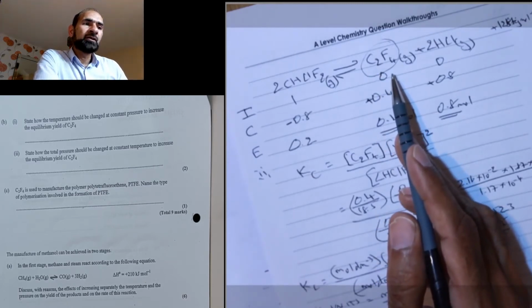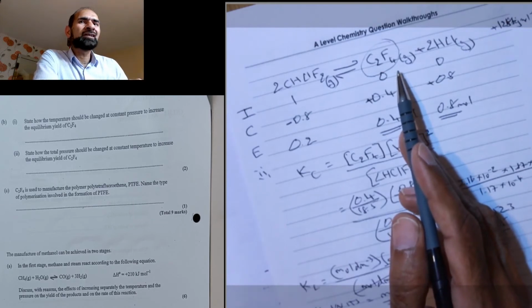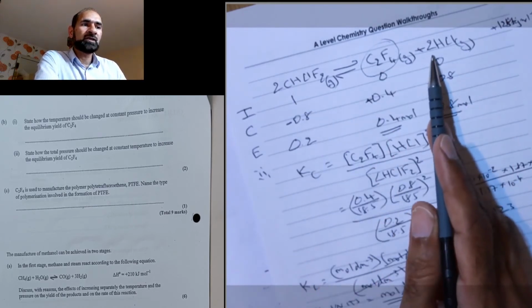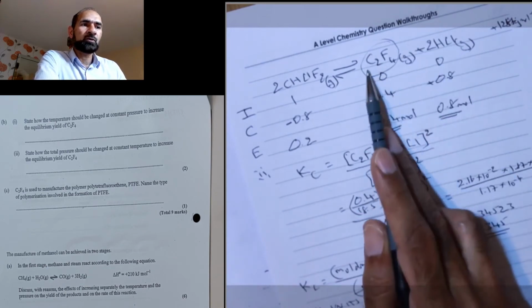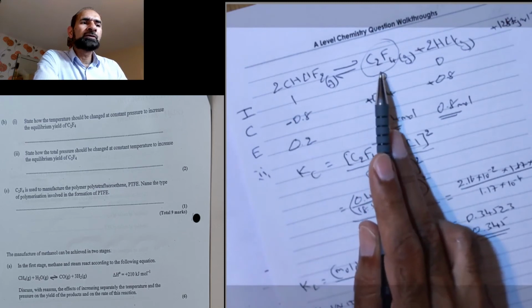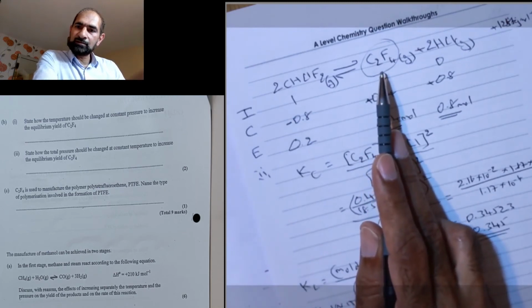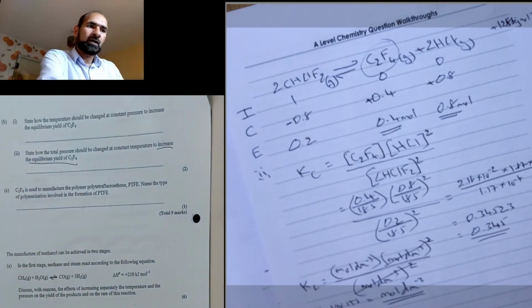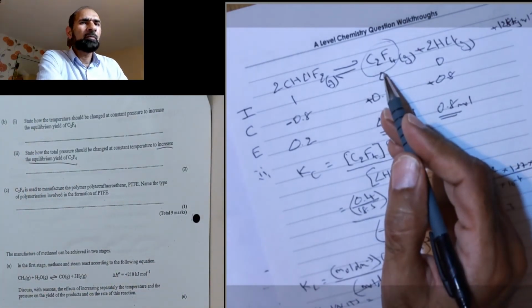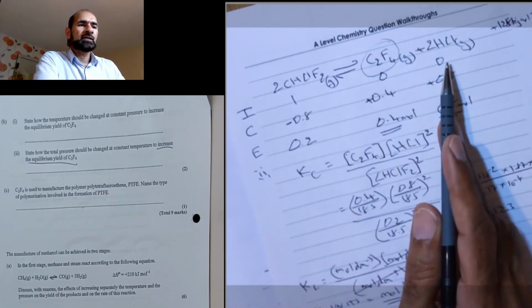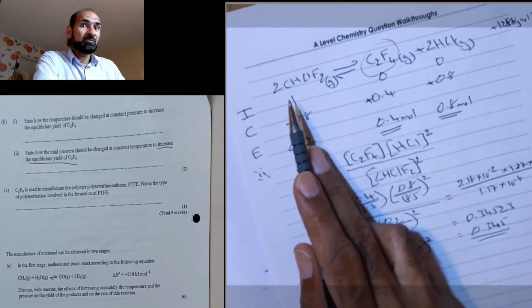So you should know that with equilibrium equations, when you're talking about pressure, you need to look at the number of moles on either side. The total number of moles on this side is 2 moles of that plus 1 mole of that, that's 3 moles, and 2 moles of this. I want to increase this yield, that's what the question is asking. So what am I going to do with the pressure? Well, I know that there are more moles on this side, and there are fewer moles on this side.